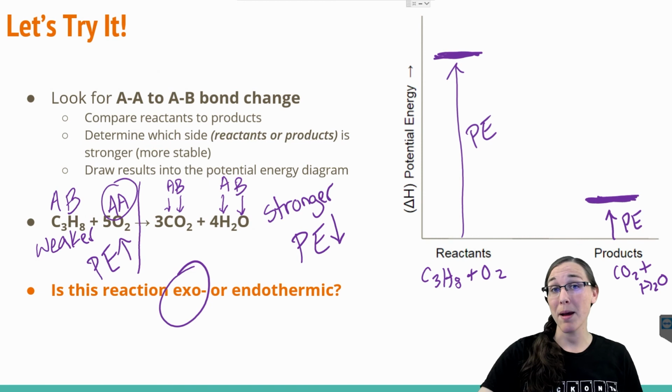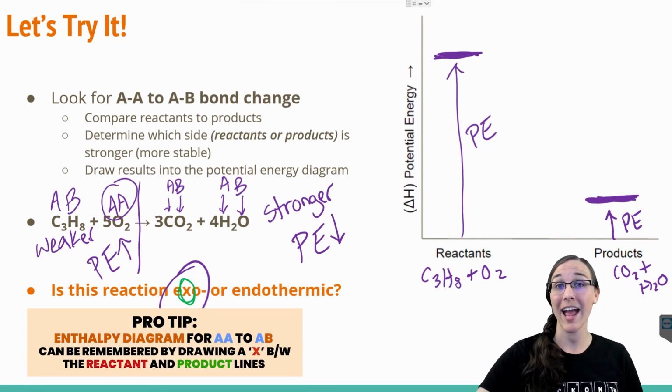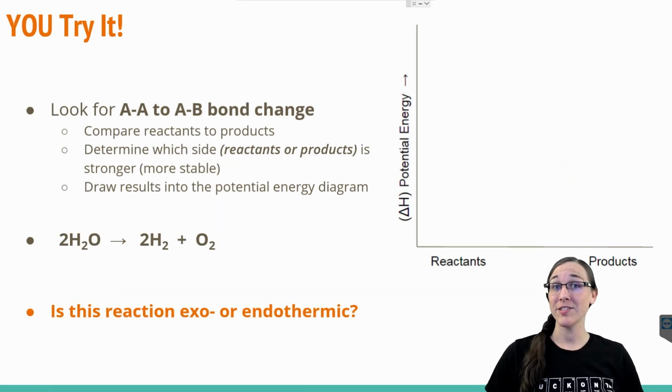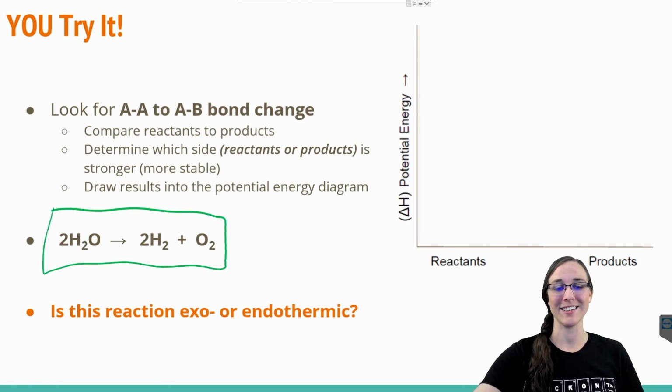The way I remember that this is an exothermic reaction is that I think of the letter X, and I draw an X like this between the reactant and product lines. Now that you've seen me do it, go ahead and pause the video here and see if you can draw the potential energy enthalpy plot for this chemical reaction. Ready? Go!